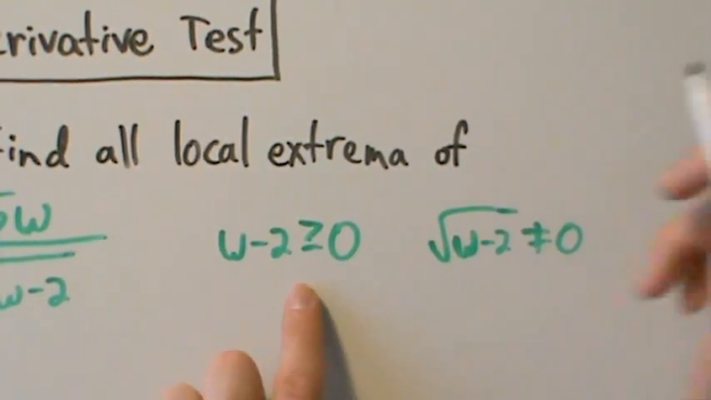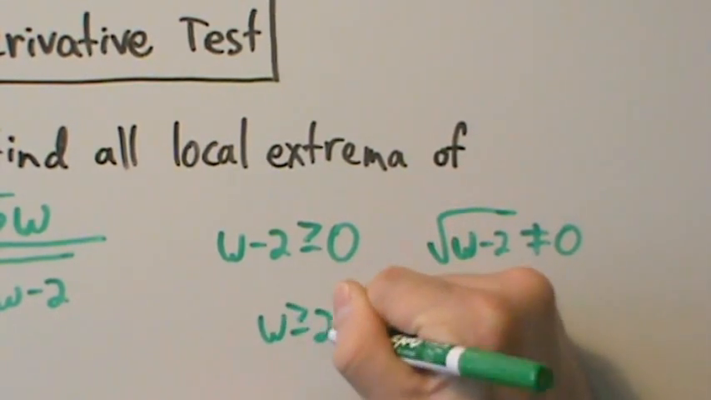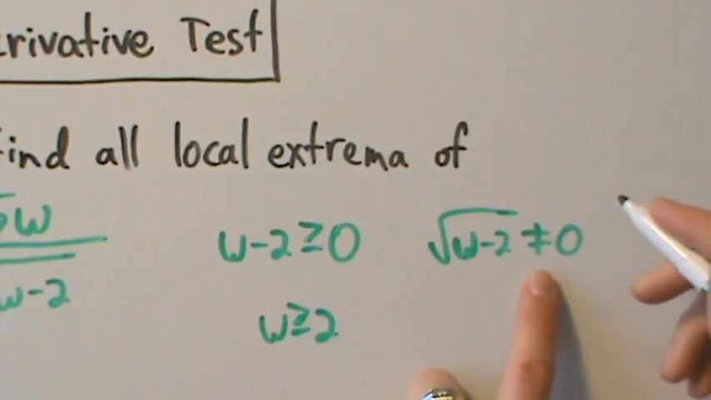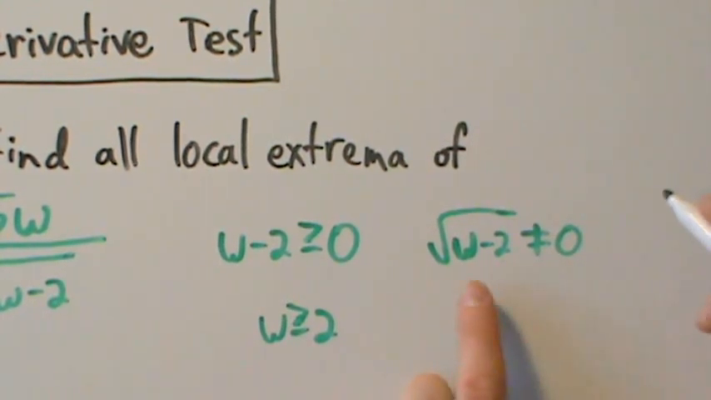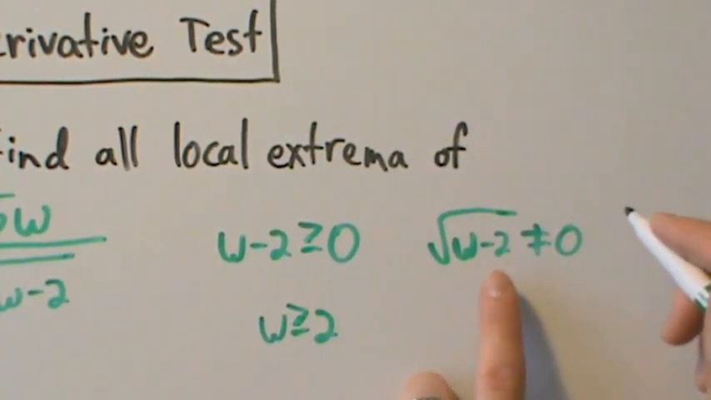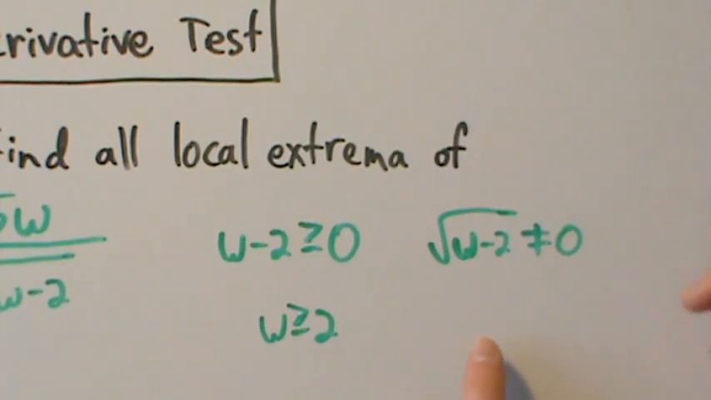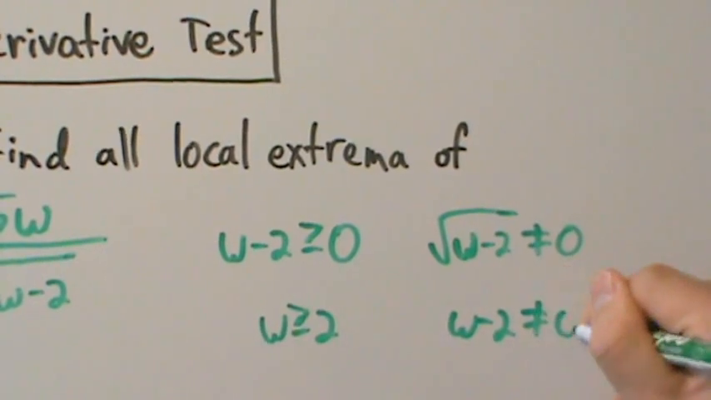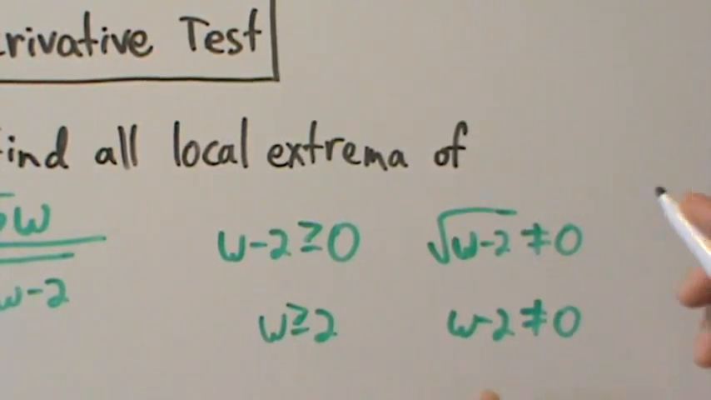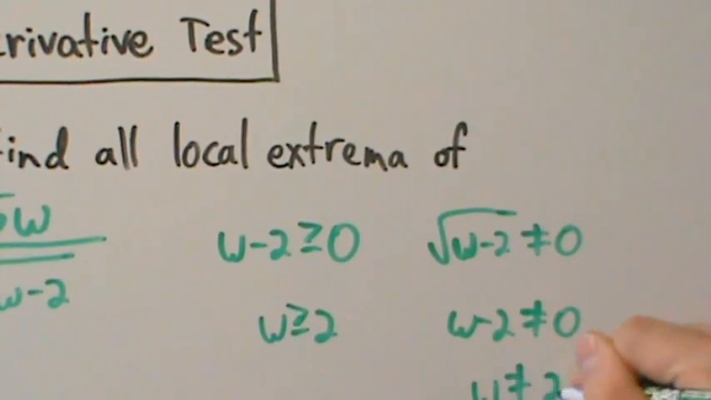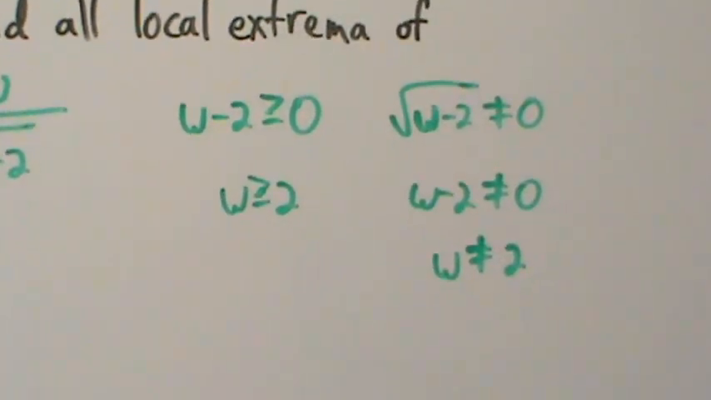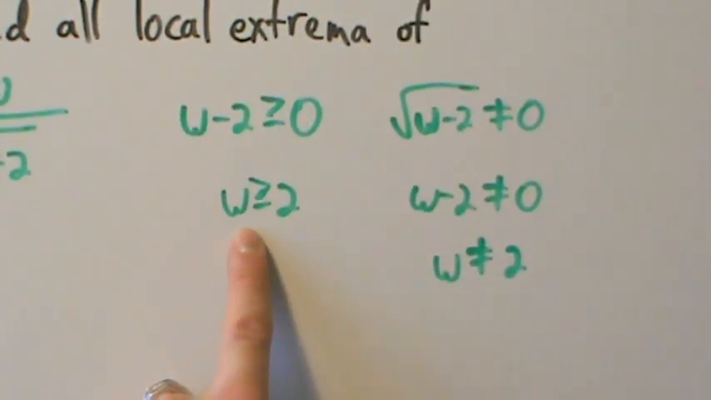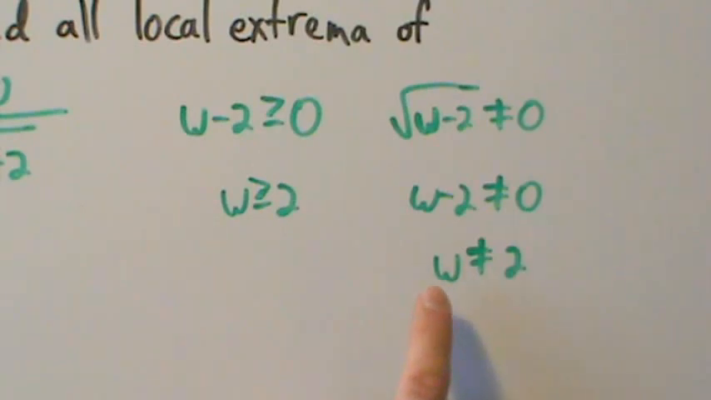So here, just add 2 to both sides, so w is greater than or equal to 2. But here it says not equal to, but we can treat it just like an equality, so we can pretend it just says equals. What I mean is, just solve it like we would solve a regular equality. So square both sides, and we get w minus 2 not equal to 0. 0 squared is just 0. Add 2 to both sides, so w is not equal to 2. All right, so basically, w is greater than or equal to 2, and w is not equal to 2.